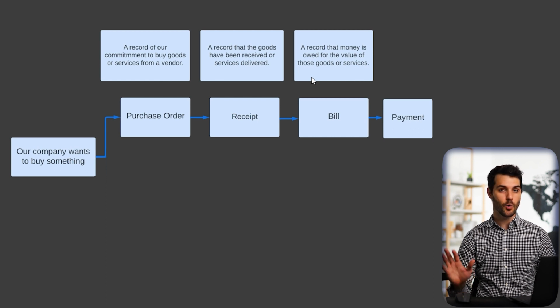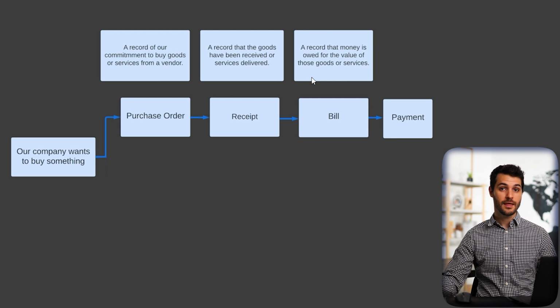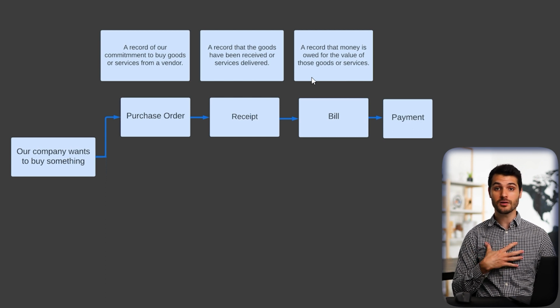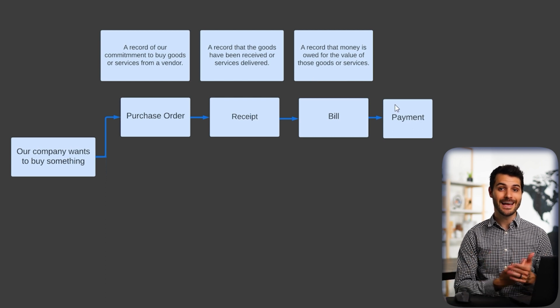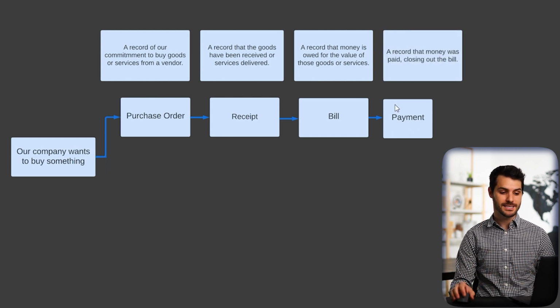So keep in mind on the order to cash side, they are now sending us, on their order to cash flow, an invoice from their standpoint, and we receive that invoice. And on our side, a bill is generated in our NetSuite instance. So we have that bill record. And then once we have that bill, we are then able to have the payment against that bill. And a payment is that record that money was paid, closing out the bill. So this is the most common pattern for procure to pay.